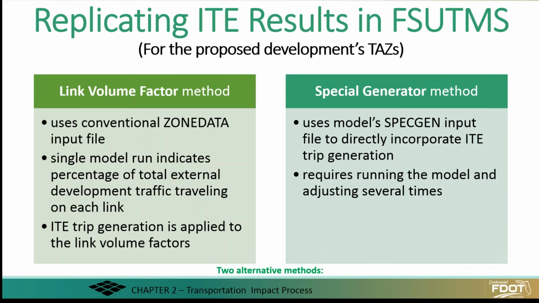The problem with this, or the greatest weakness, I should say, is that the special generator method is subject to that effect we were talking about a little bit earlier, where the trip attractions can be adjusted up or down in the model. This means that in order to actually achieve the target of generating the number of trips that ITE is producing, you may have to run the model several times, each time adjusting the number of trips in the special generator file in order to achieve the number from ITE.